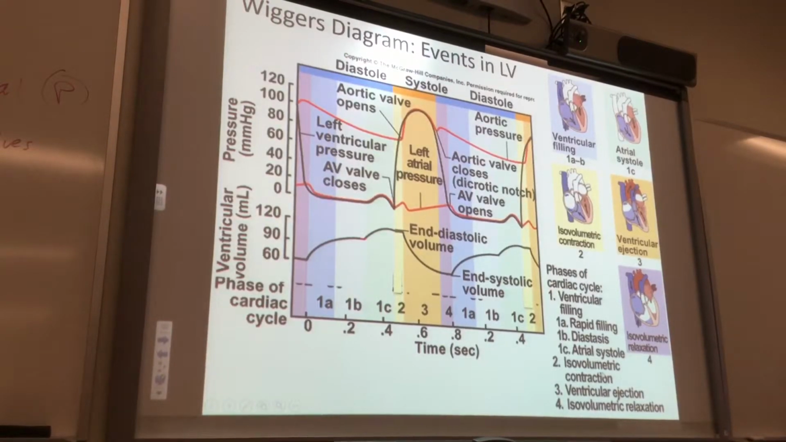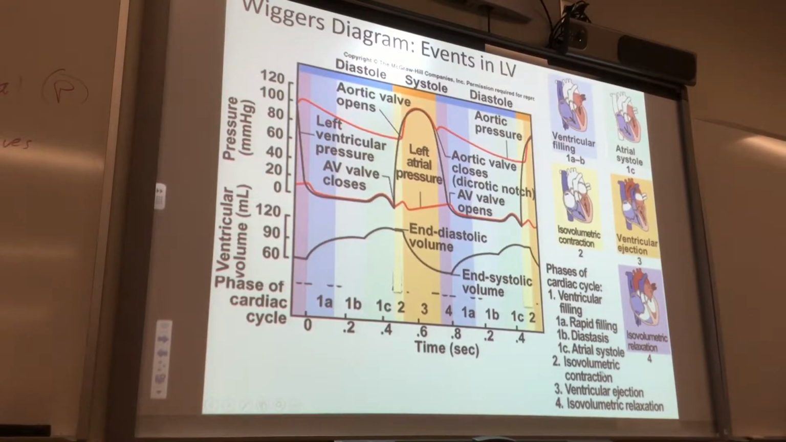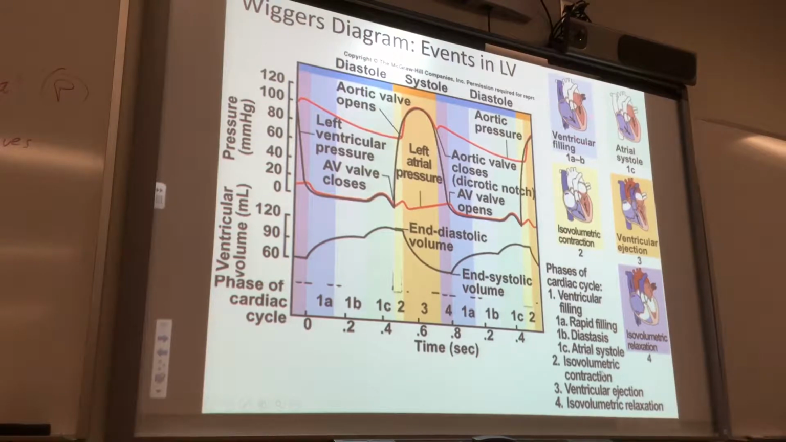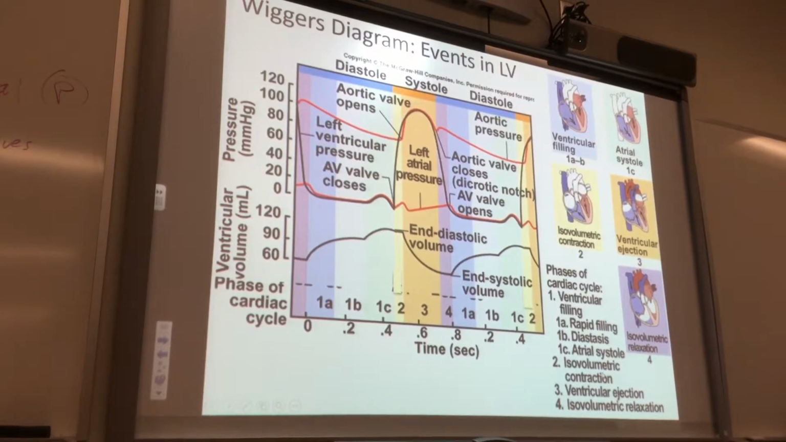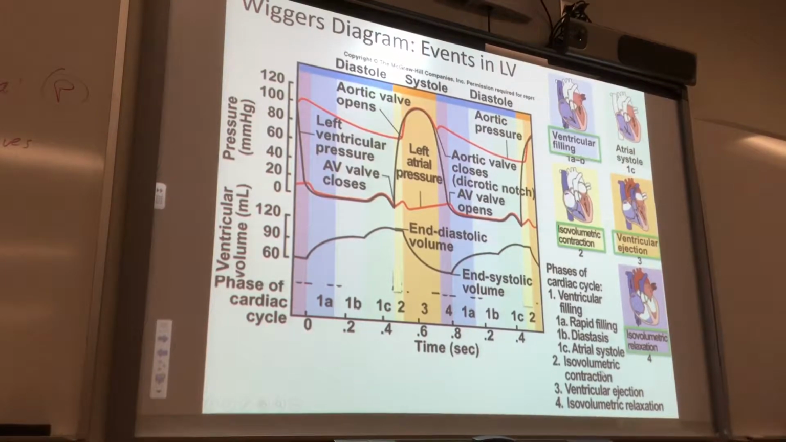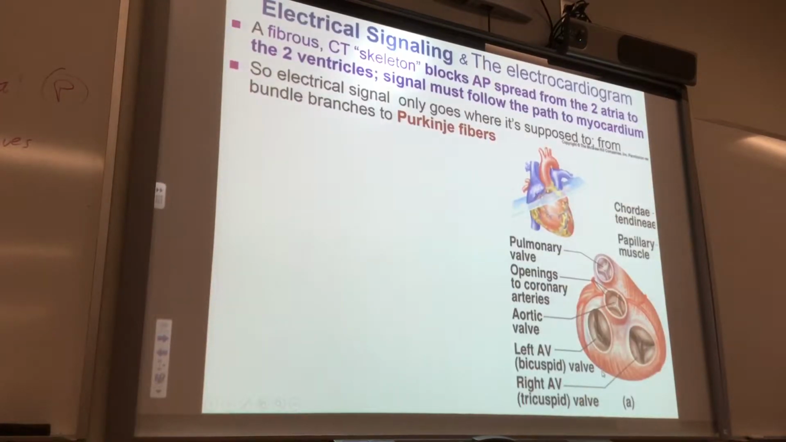And then here's just another picture of the Wiggers diagram that shows how all the pressures and volumes correlate with the mechanical events of filling and ejecting blood. And I put green boxes because you just need to know for the test the 4 events in the cardiac cycle.